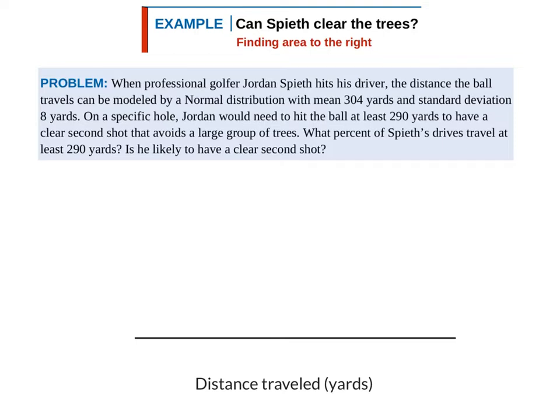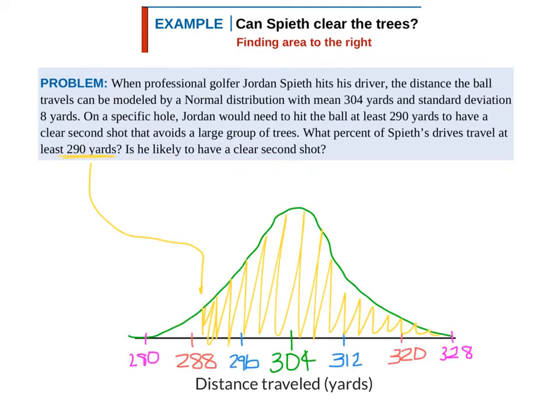So, before we do that, we don't necessarily have the normal distribution curve, so let's draw it. What we're first going to do here is we've got our axis, we've got it labeled with distance traveled in yards, we know what the mean is, we know what the standard deviations are, so we're going to draw that out.